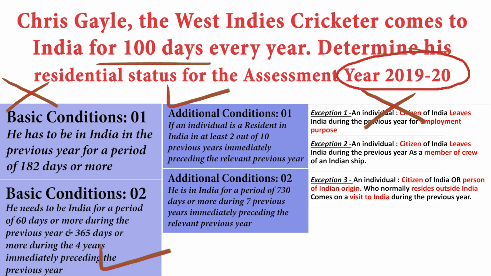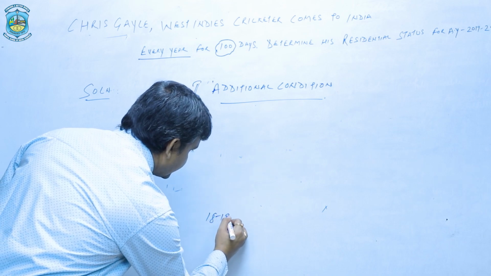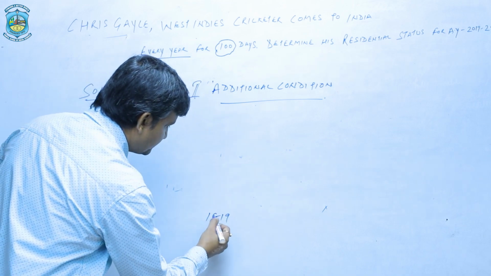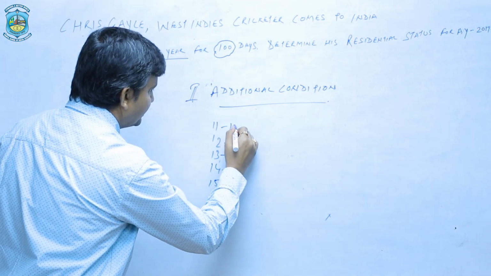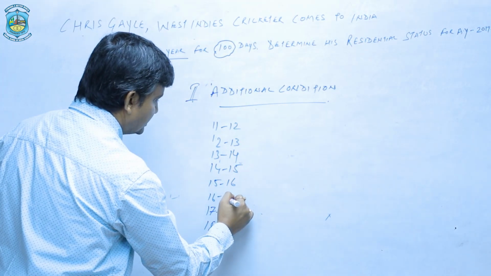Now I will check the second additional condition. The second additional condition is again a simple one. It says an individual needs to be in India for a period of 730 days or more during the 7 years immediately preceding the relevant previous year. My previous year is 18-19. Now I need to go 7 years beyond that, so 17-18 back to 11-12: 1, 2, 3, 4, 5, 6, 7.